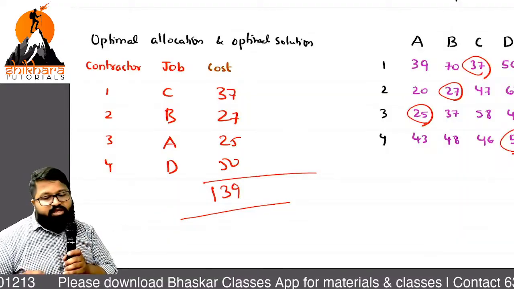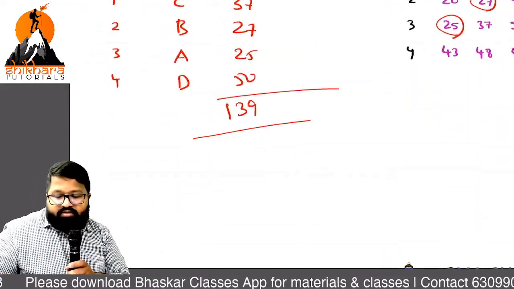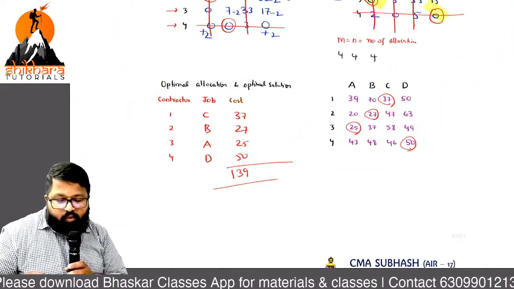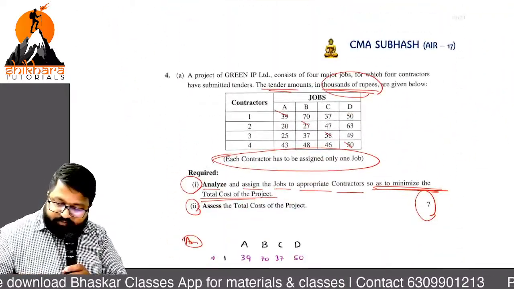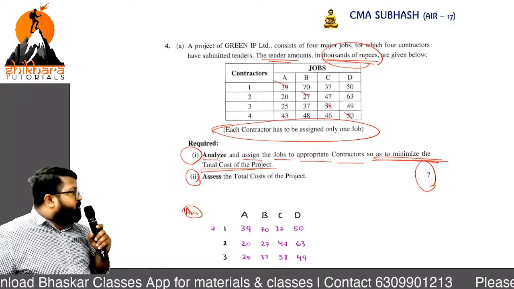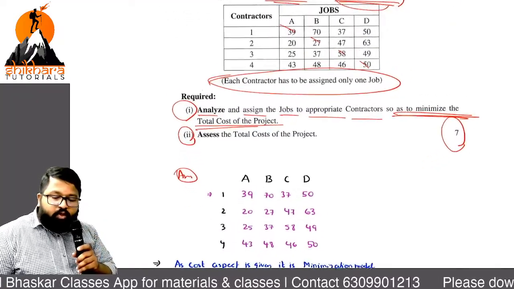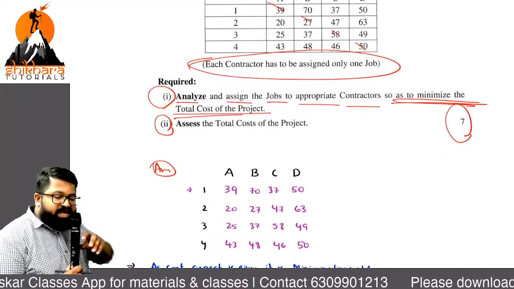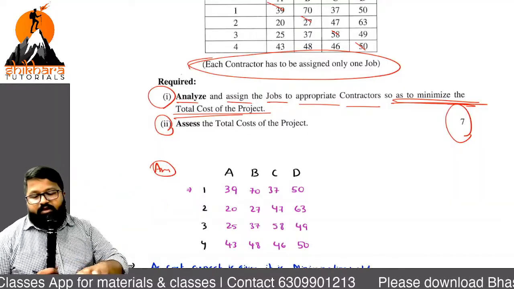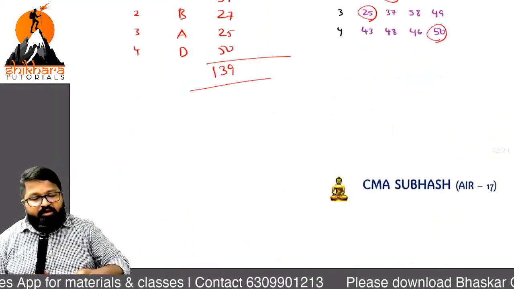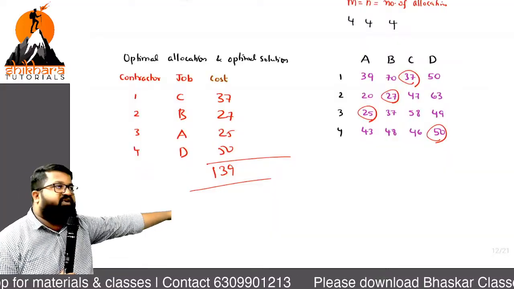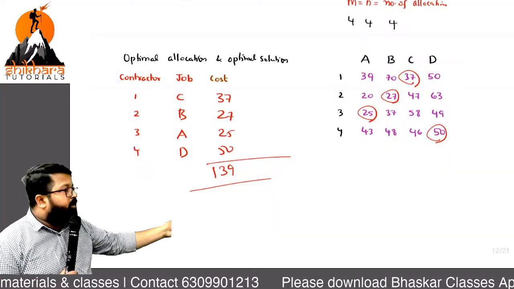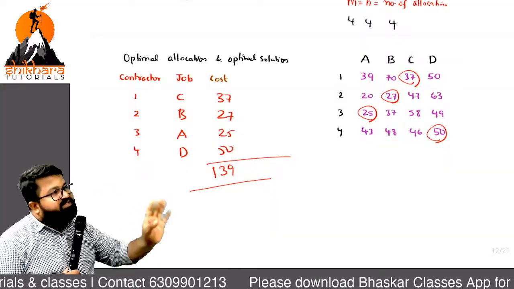But what is the conclusion? What is the question asked there? Assess the total cost of the project and also analyze and assign the jobs to appropriate contractor. Sir, we made allocation. So for each contractor, which work is presented. Okay, if you want, you can write this as a sentence.